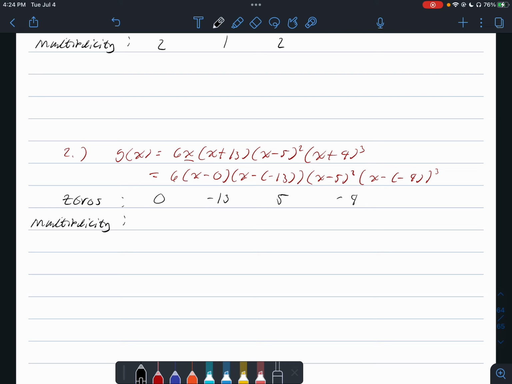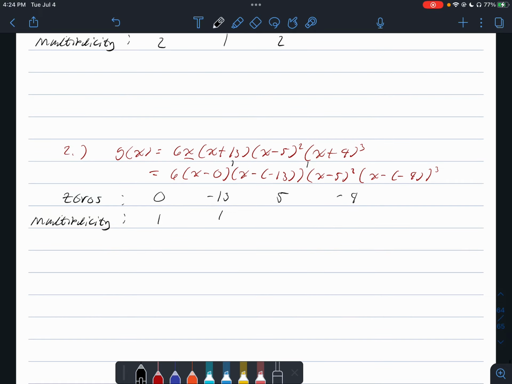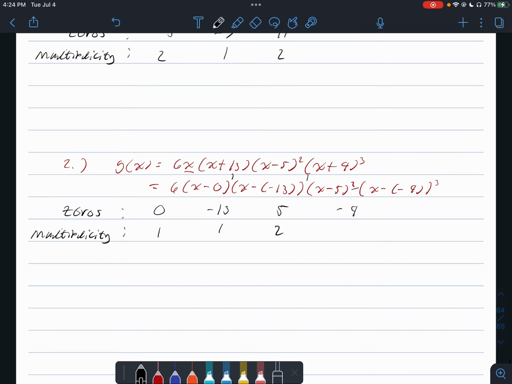Now let's look at the exponents for each of these. X minus 0 is to the first, so we have 1 for the multiplicity of that. X minus negative 13 also has an exponent of 1, so negative 13 has a multiplicity of 1. Then we have 5 with an exponent of 2, so its multiplicity is going to be 2. And then x minus negative 9 has a multiplicity of 3.